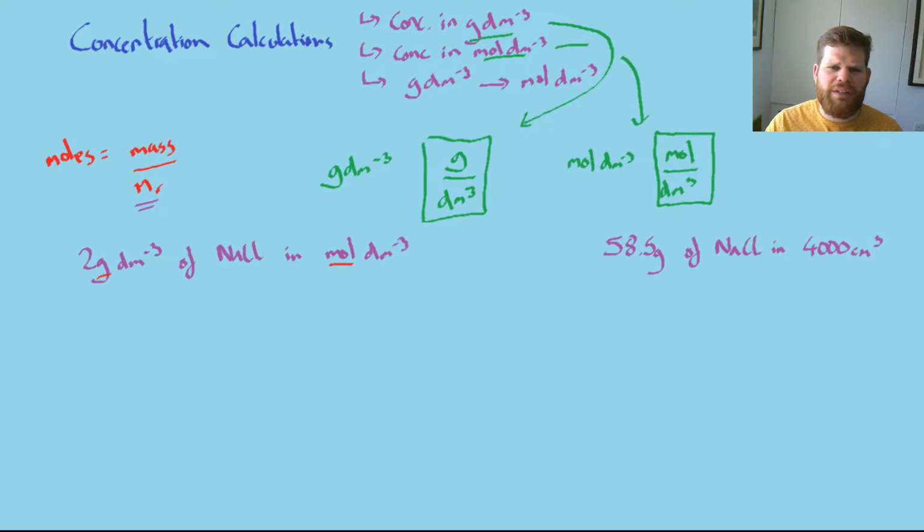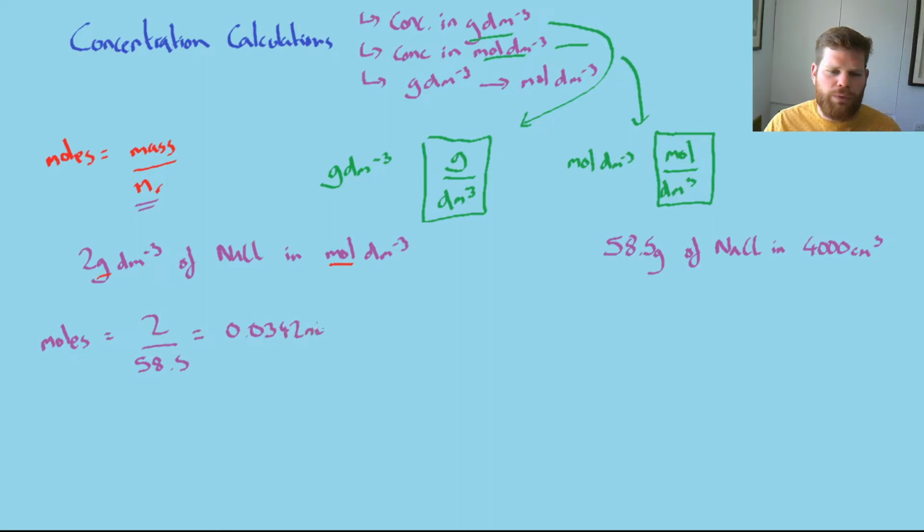So if we look at this example, we've got 2 grams per decimetre cubed of sodium chloride, and we want moles per decimetre cubed. We've got 2 grams, so we know that moles would equal 2 divided by the MR. Now the MR of sodium chloride is 58.5. So you would type that into your calculator and you would get a really, really long number, so we would write that number to 3 significant figures.